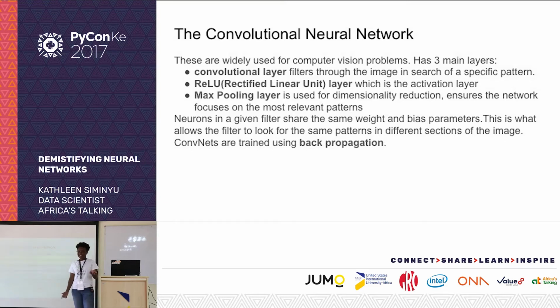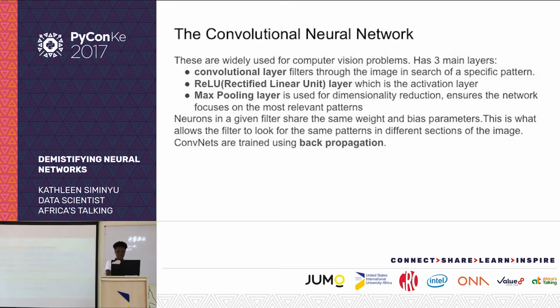If the layer learns that there's a dog, and then behind the dog there's a chair, and then underneath the chair there's maybe some dust, the dust is almost meaningless. So we'll just maximize on the fact that there's a dog. I hope you understand, but that's basically what the max pooling layer does. Dimensionality reduction. It ensures that the network focuses on the most relevant patterns.